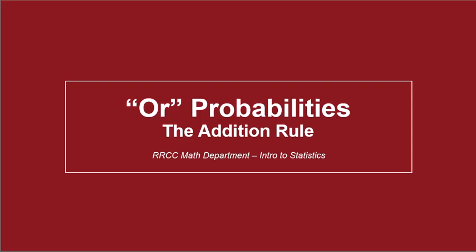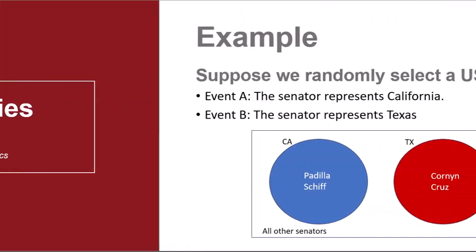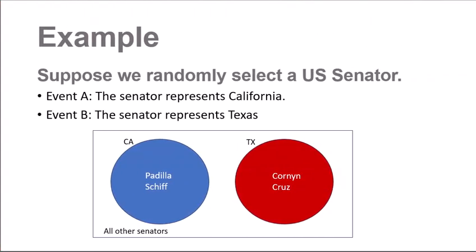Hi everyone, in this video we're going to look at OR probabilities, which are calculated using what's called the addition rule. So here's an example that you'll recognize if you watched the mutually exclusive events video. We're doing an experiment where we randomly select a US senator, and we have two possible events that we're interested in. Event A is that the senator we select represents California. Event B is that the senator represents Texas.